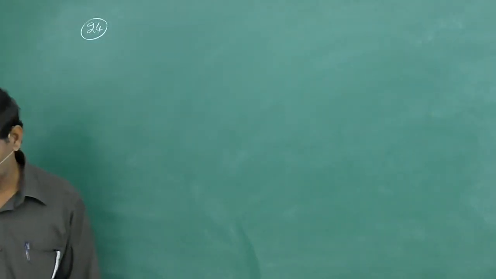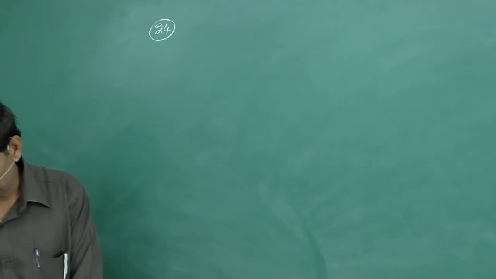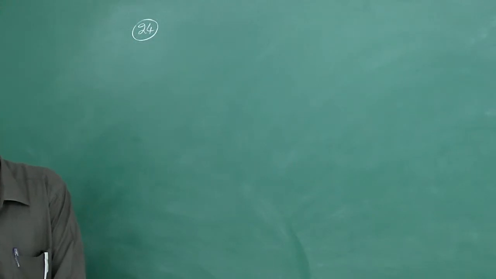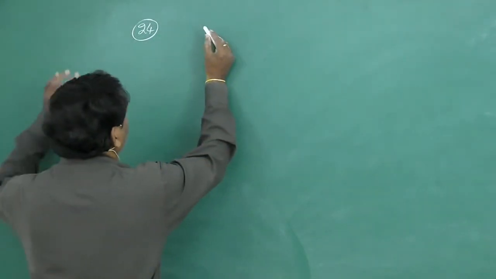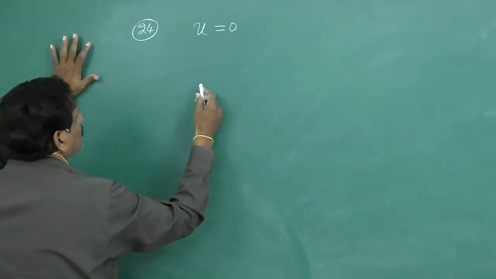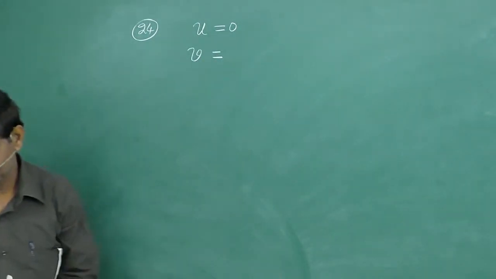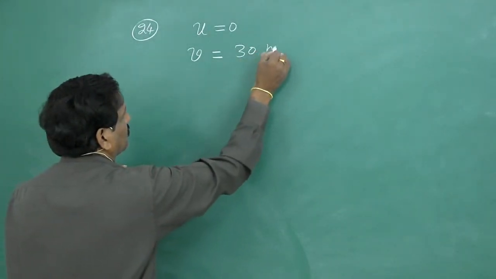Next, problem number 24. A 60 kg static body is subjected to a constant force of 120 Newton. How much time will it take to acquire a speed of 30 meter per second? So here, 60 kg static body. Static means initial velocity is 0. Initially the body is at rest, and it acquires a final velocity of 30 meter per second. So V is equal to 30 meter per second.